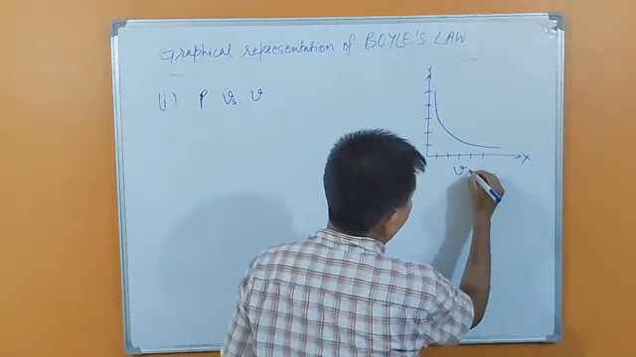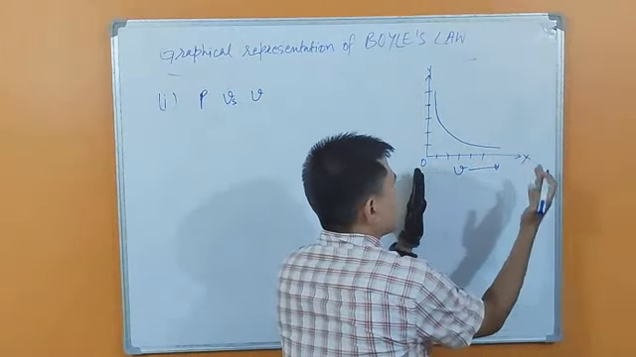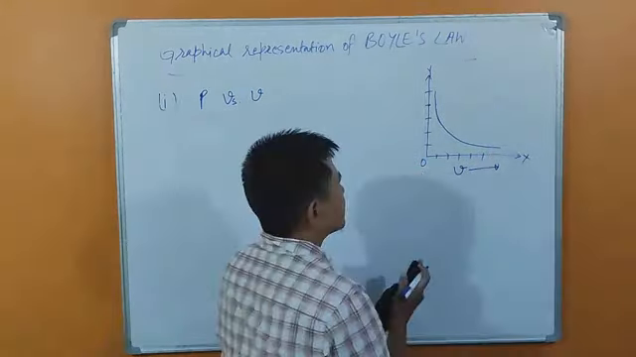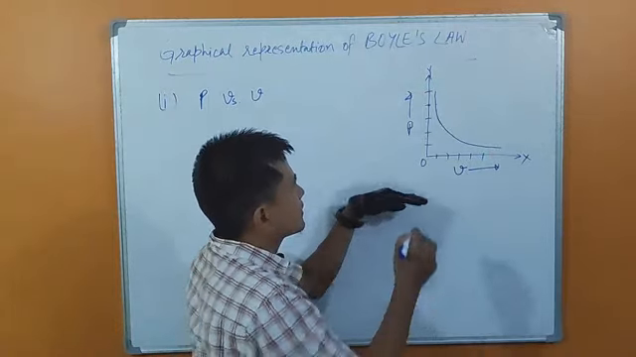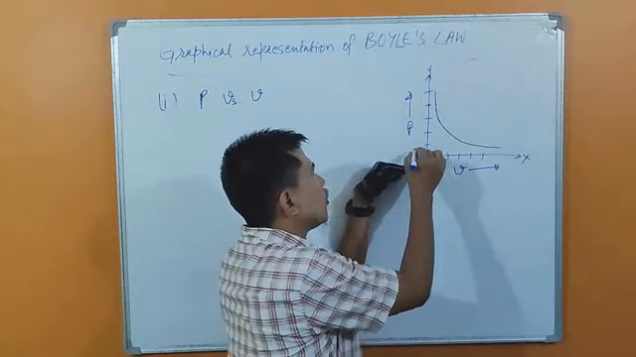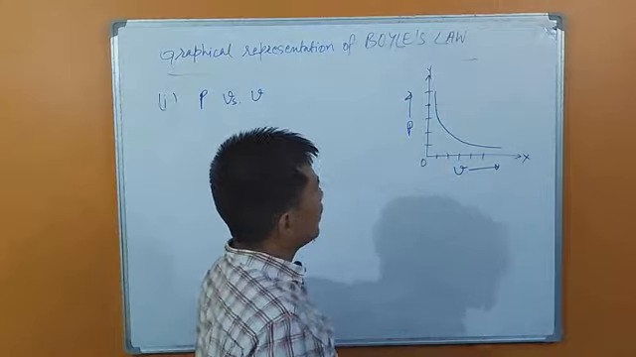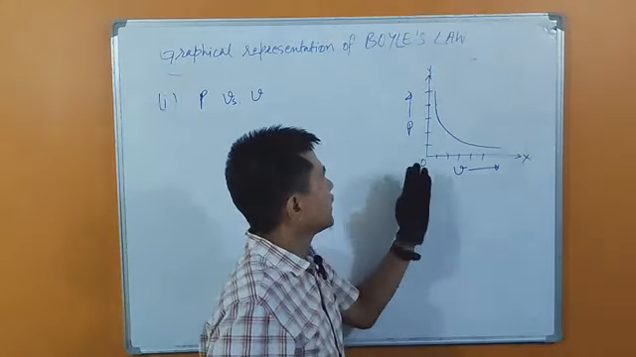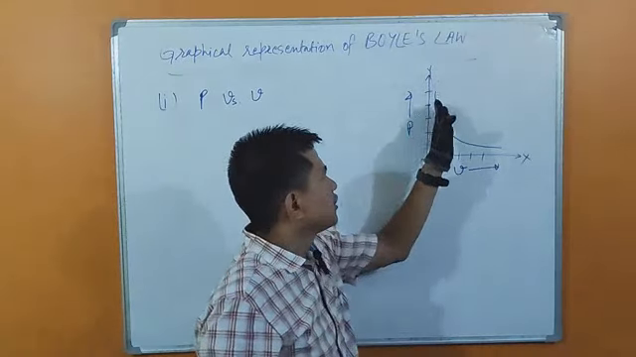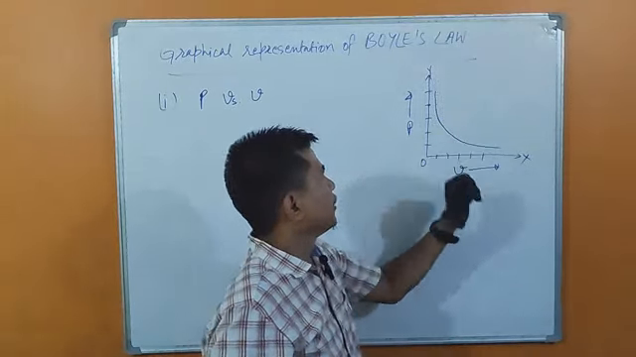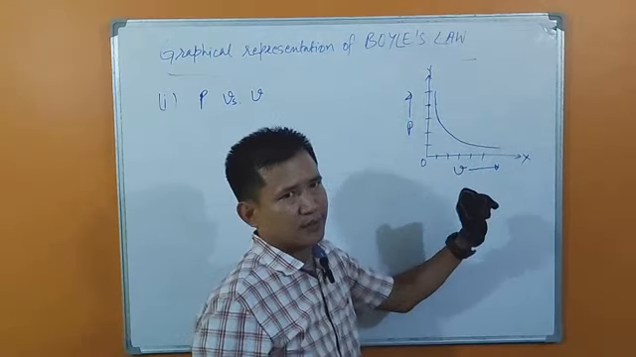If I plot volume on the x-axis, which means if you go from 0 to the right-hand side, the volume of the gas increases. Similarly, if I plot pressure on the y-axis, if you go from 0 upward, the pressure of the gas increases. When we draw the pressure versus volume graph, the curve looks like this. But make sure that this curve does not touch the y-axis or the x-axis.